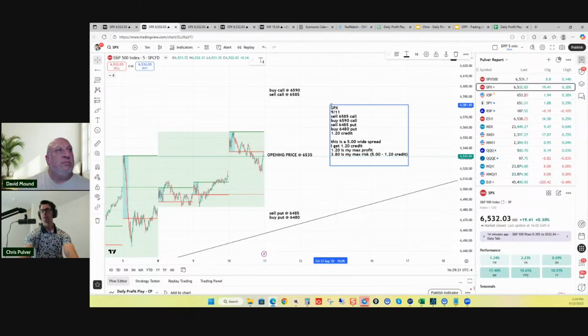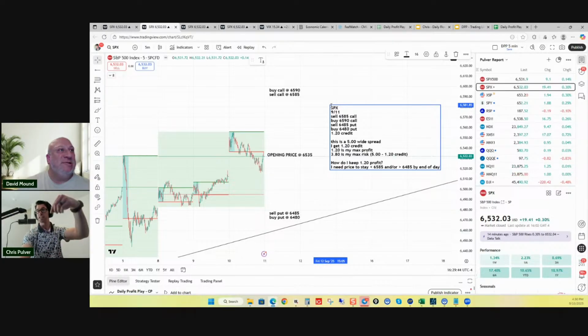So how do I keep the $1.20 profit? I need price to stay less than 6585 and greater than 6485 by end of day. Or, and or. Well, I guess it is and. You need them both to happen. If it stays below 6585 but goes below 6485, I'm still, oh yeah, you're right. My bad. So it has to be and. Semantics, but they're important. I want it to stay in the range, so I need price to stay in between that range for me to make the full $1.20.